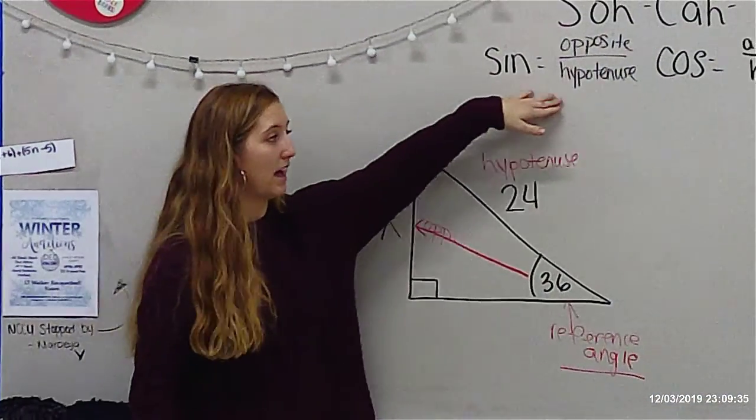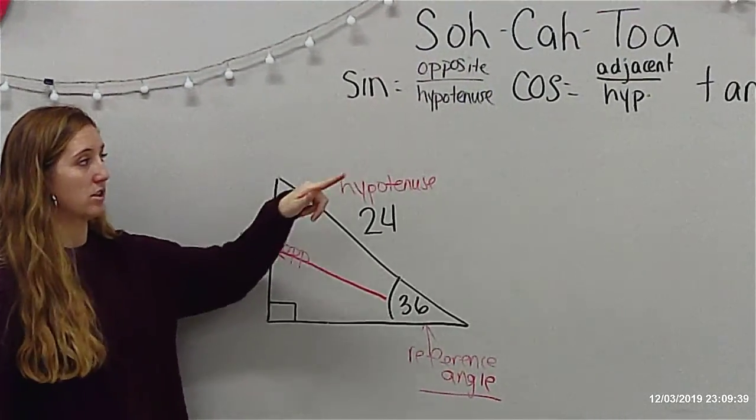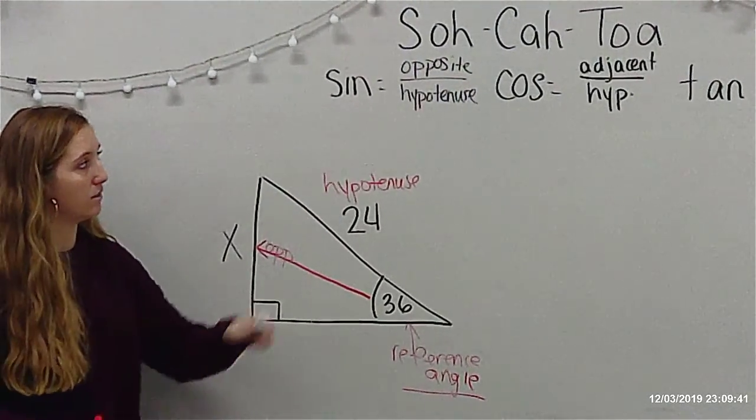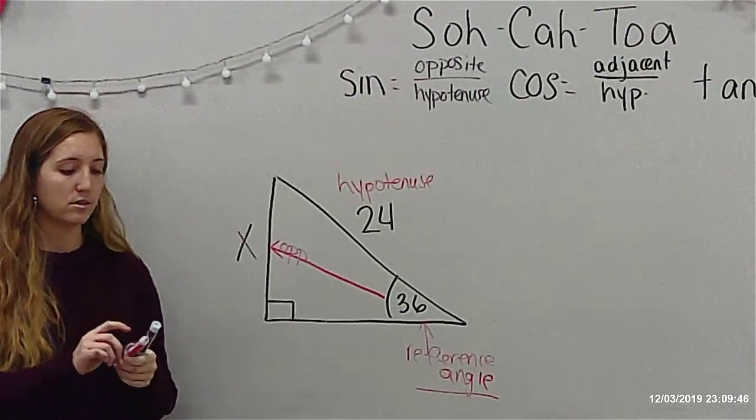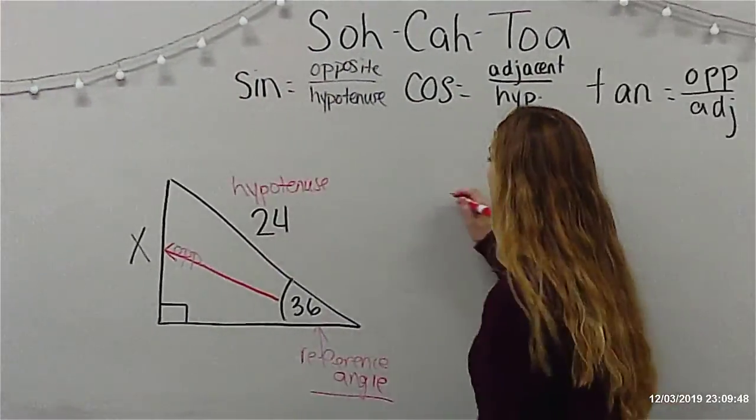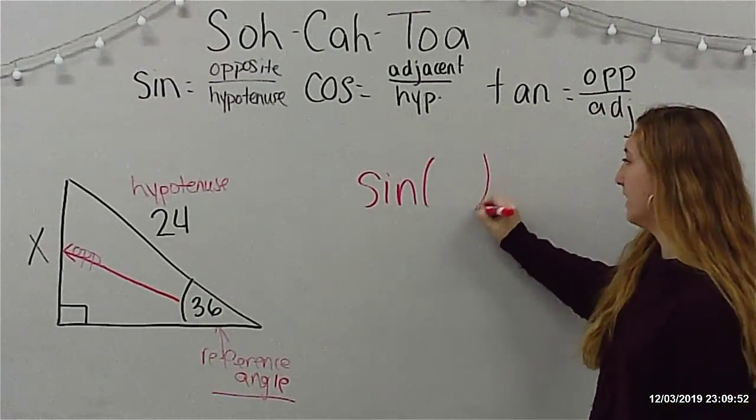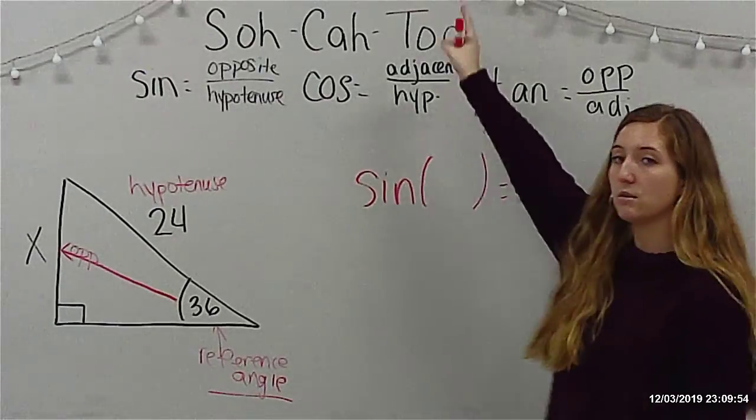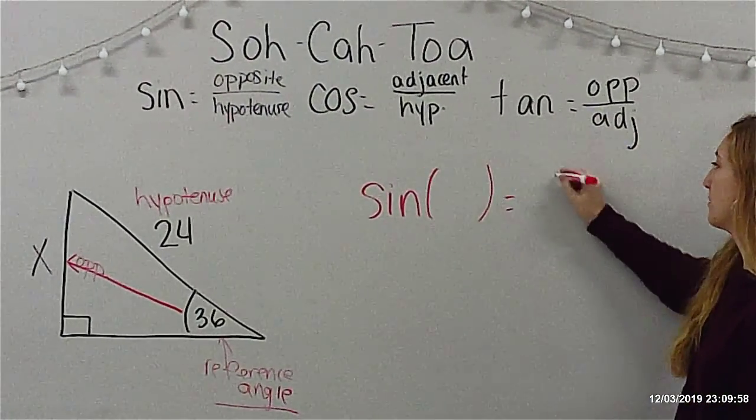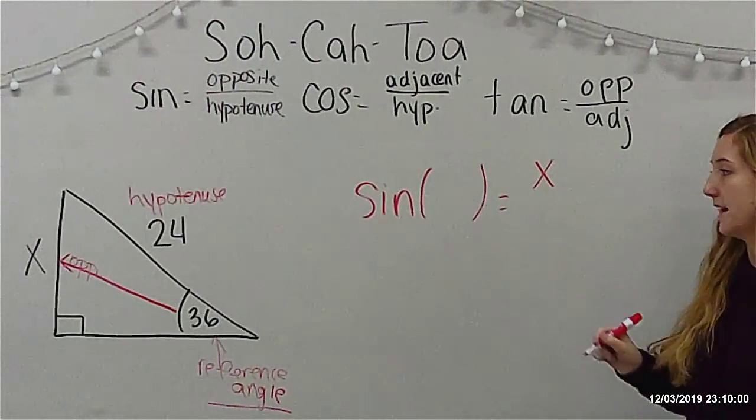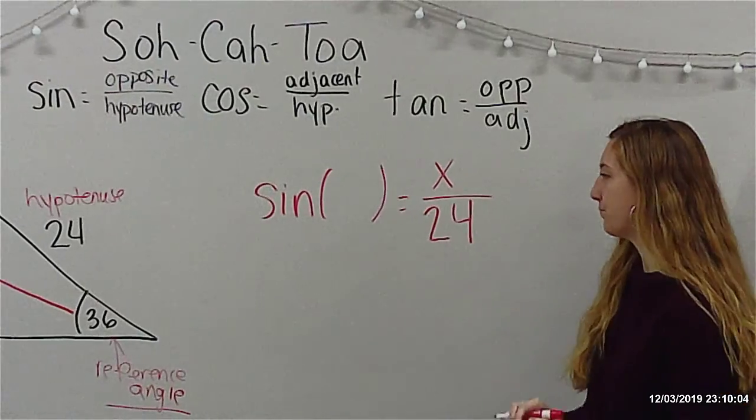So I look back at my acronym and I ask myself, which trig function represents opposite and hypotenuse? And I notice that it is sine. I have opposite divided by hypotenuse. So I'm going to set my problem up. I will have sine of my angle, and it will be equal to my opposite side divided by my hypotenuse. So I have my opposite side, which was x, my hypotenuse, which is 24.